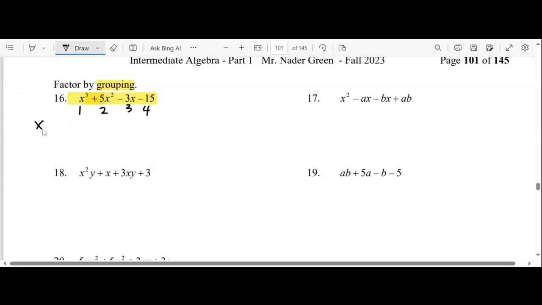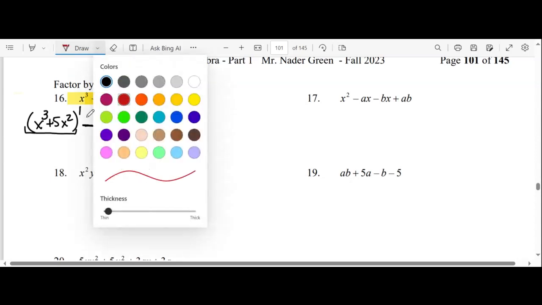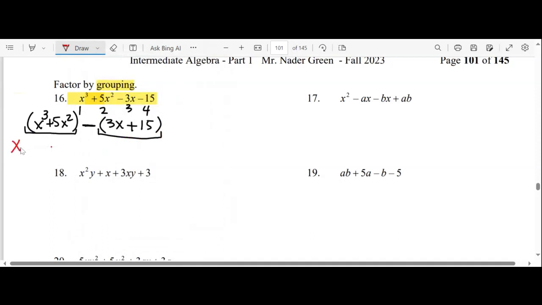So the first two is x cubed plus 5x squared, minus, and notice this, I'm going to change the sign inside now. It's going to be plus 50. Why? Because I took the negative outside as a common. Now I'm not finished. I have to look at the greatest common factor here and the greatest common factor here. What is the greatest common factor? Here, x squared. What's the greatest common factor here? 3. So what's left?